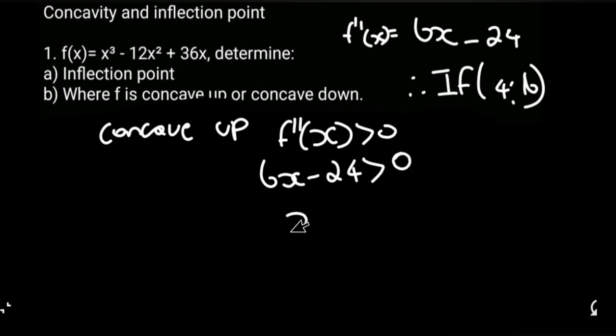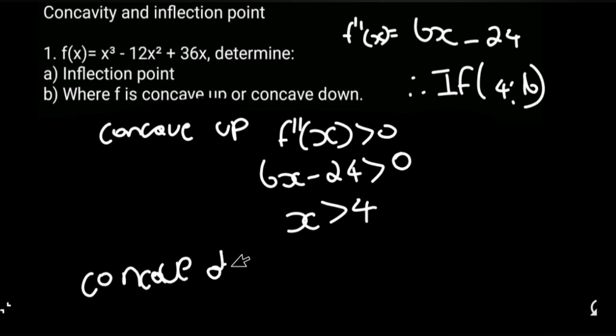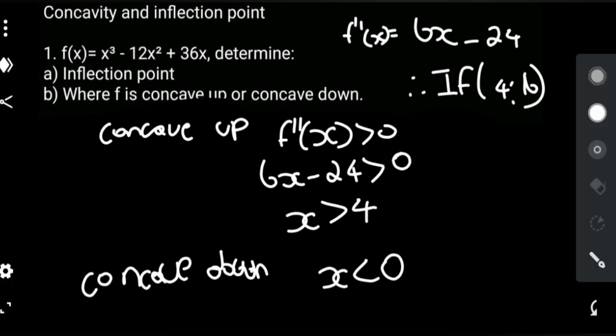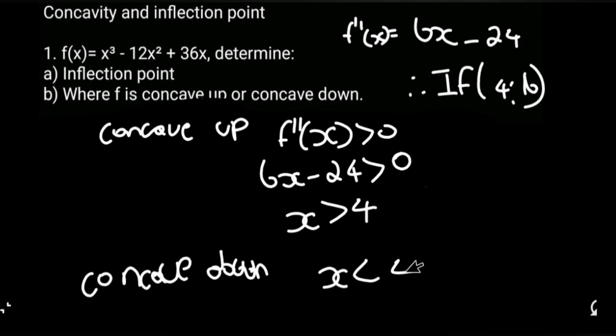And if we solve for x, f of x will be concave up for all values of x that are greater than 4, and f of x will be concave down for all values of x that are smaller than 4.